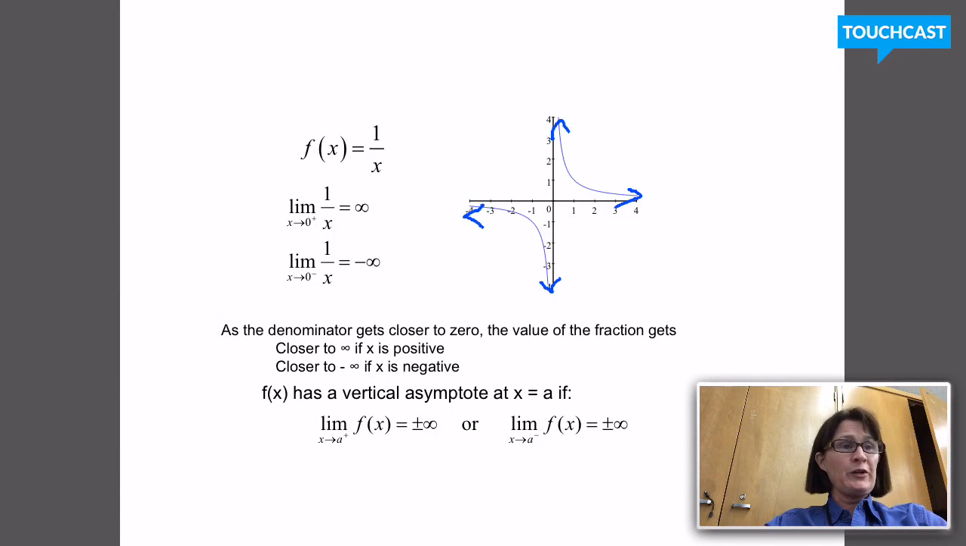Take a moment and draw your picture in for the graph of f of x equals 1 over x. We've already explored what happens to the output values of this function as x approaches positive infinity and as x approaches negative infinity. Now what we want to talk about is what happens to this function as x approaches 0.